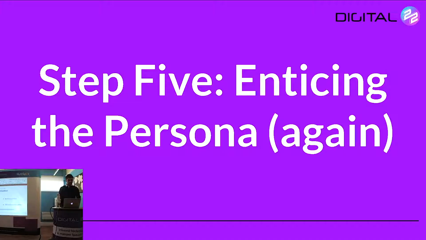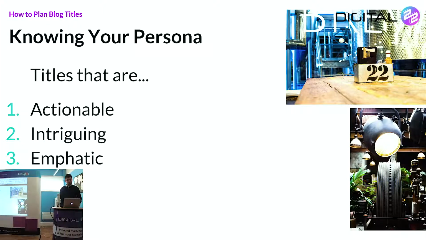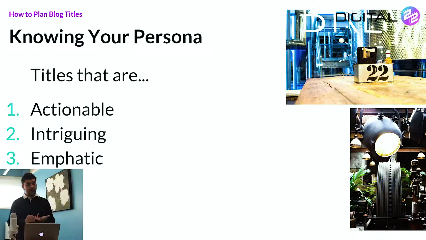So the last thing to think about is enticing the persona again. This time, not from context, but from language. Like I say, it all comes back to the persona. So we want titles that, for our personas, are actionable, intriguing, and emphatic. So we're targeting a time and place of research, because that lets you communicate in a particular way that helps them achieve their goal. And remember that this is your chance to show that we get what situation you're in. We're speaking your language because we're like you, we understand.